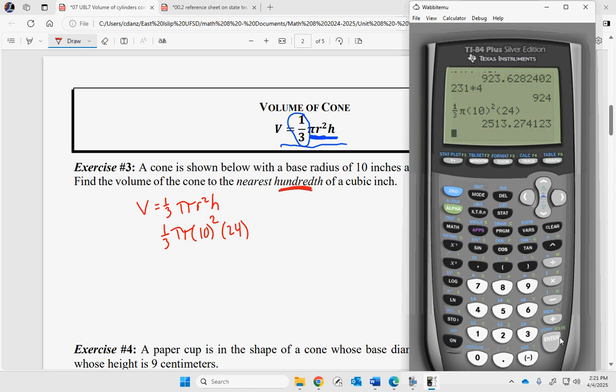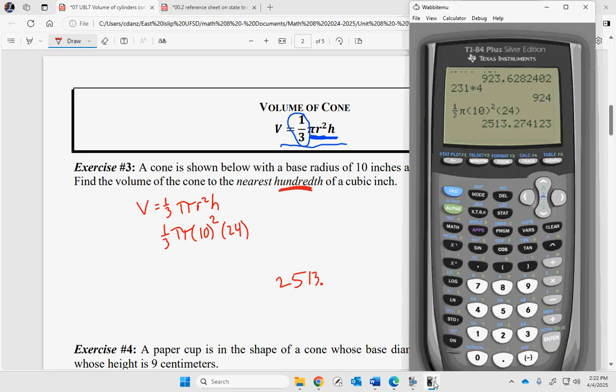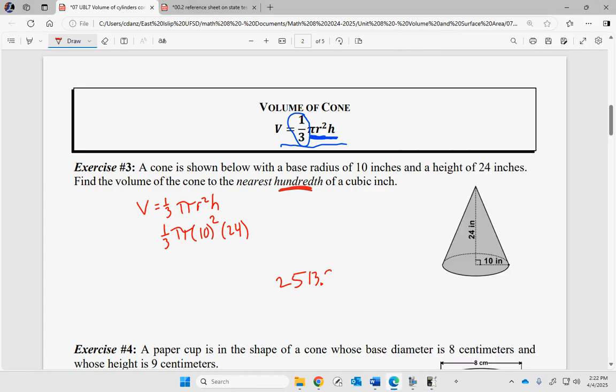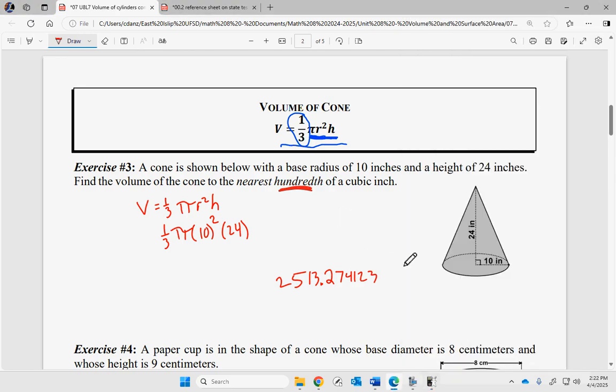So I'm going to write down some of it. 2513 point, my calculator goes away when I write, 2741.23. 2741.23. Just going to double check myself. Yep. Okay. I have to round to nearest hundredth.